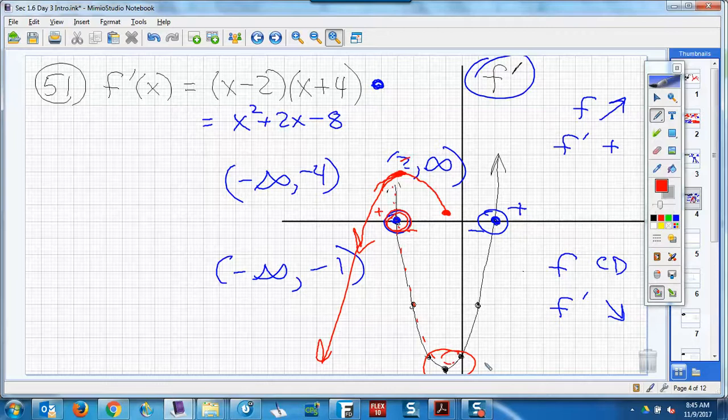Inflection point on F, because F prime went from down to up, so F has to go from concave down to concave up. So we're concave down, and we're going to switch to concave up, because now I got negative y values, but heading towards 0. We got a local min right there. And then we got positive, positive, positive, getting more positive. There it is, right? Okay, something like that. So local max there, local min there, inflection point there.